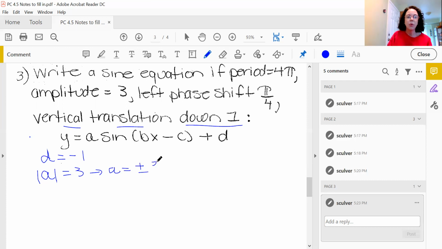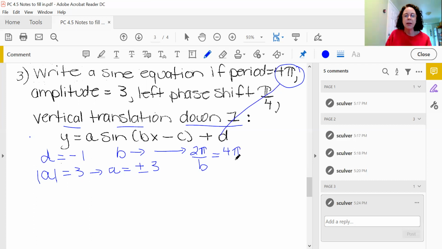We do not know if this sine graph has been reflected or not. So we'll have to put plus or minus 3 in the equation. I then go to my B to solve for B. What I know is that my new period is 2 pi divided by B, and they told me that the new period is 4 pi. So I'm going to set 4 pi equal to 2 pi over B to solve for B.